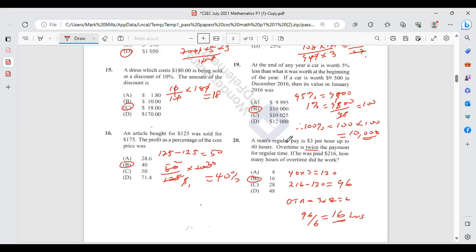So let's go one more time. First of all, we multiply 40 times 3, we get 120. Now they say the person got paid $216. So $216 minus the 120, we end up with $96. This $96 is the overtime wage. Then we find out how many hours. We have been told that overtime is twice the regular rate, so the overtime rate is 3 times 2, which gives 6. Then 96 divided by 6 gives 16 hours overtime. Are we clear on that?